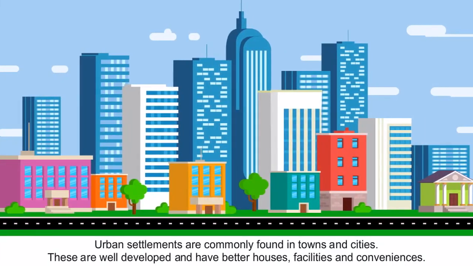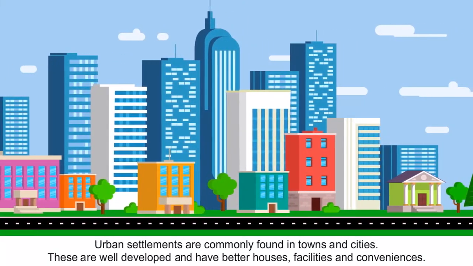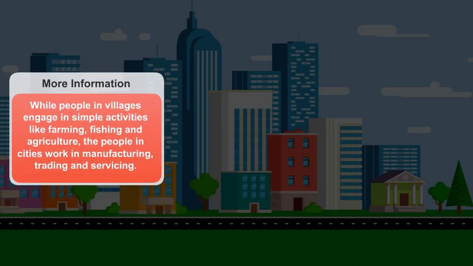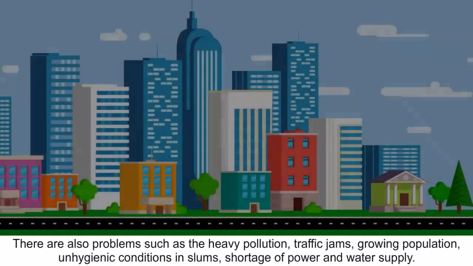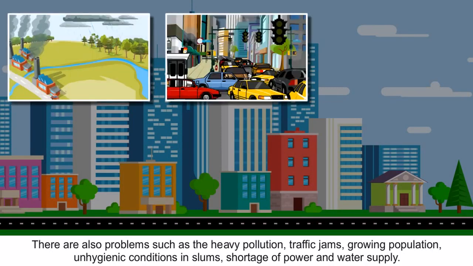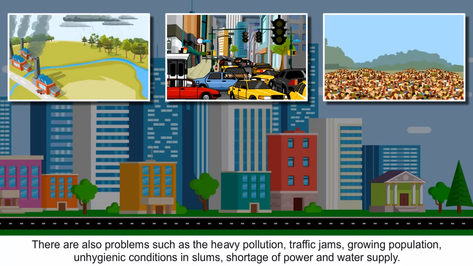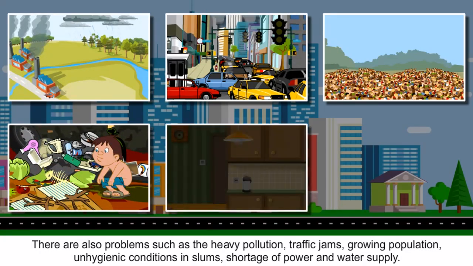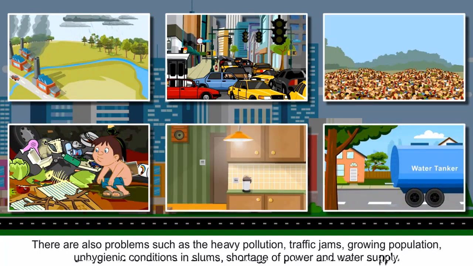Urban settlements are commonly found in towns and cities. These are well developed and have better houses, facilities, and conveniences. There are also problems such as heavy pollution, traffic jams, growing population, unhygienic conditions in slums, shortage of power and water supply.